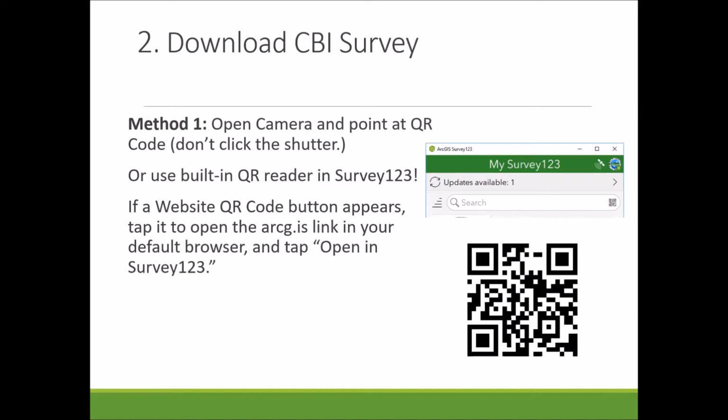Now the other option is, on your phone again, open up Survey 123, click to continue without signing in, and it will bring you to an empty My Survey 123 page. This is where all of your surveys will show up once they're downloaded. There's a search bar at the top. You can see the screenshot here. The search bar over on the right side has a little QR code icon. And if you tap on that, it should open up another built-in QR code reader. So similar to using your camera, just point it at the QR code and hopefully it will open up the survey.